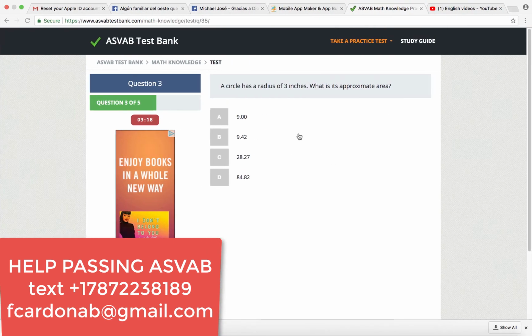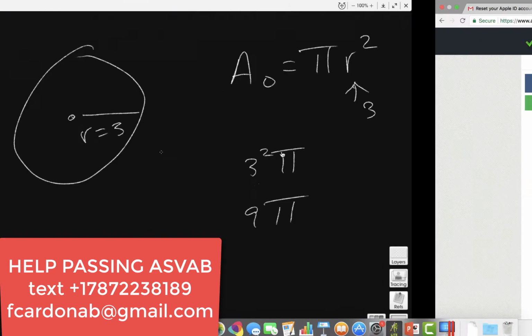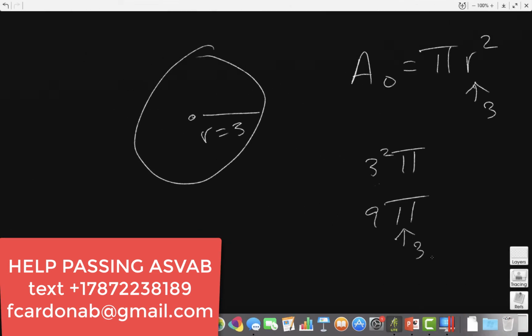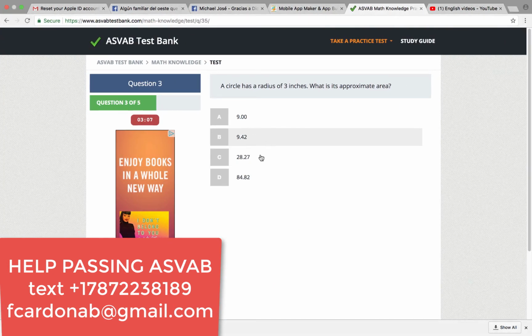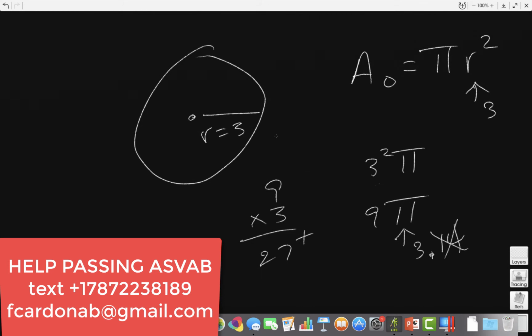And then the same thing, we look at the answers. They're a little bit closer, but still far. So I can use 3 instead of 3.14. You could use 3.14, I'm a little bit lazier there. 9 times 3 is 27. It's a little bit larger than 27, and the answer will be 28.27. There are the steps. Let's just keep moving.